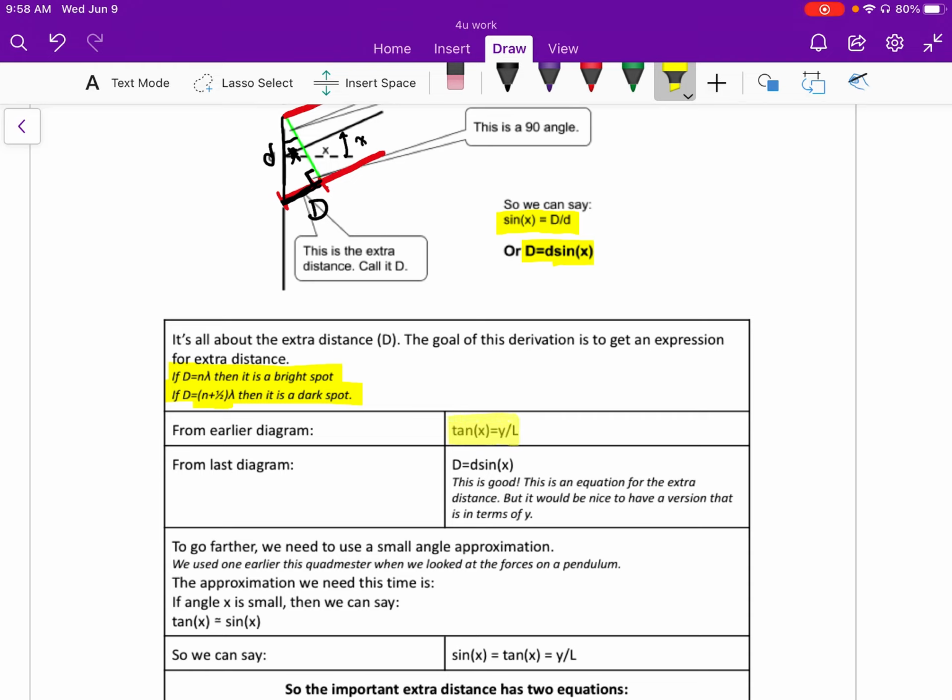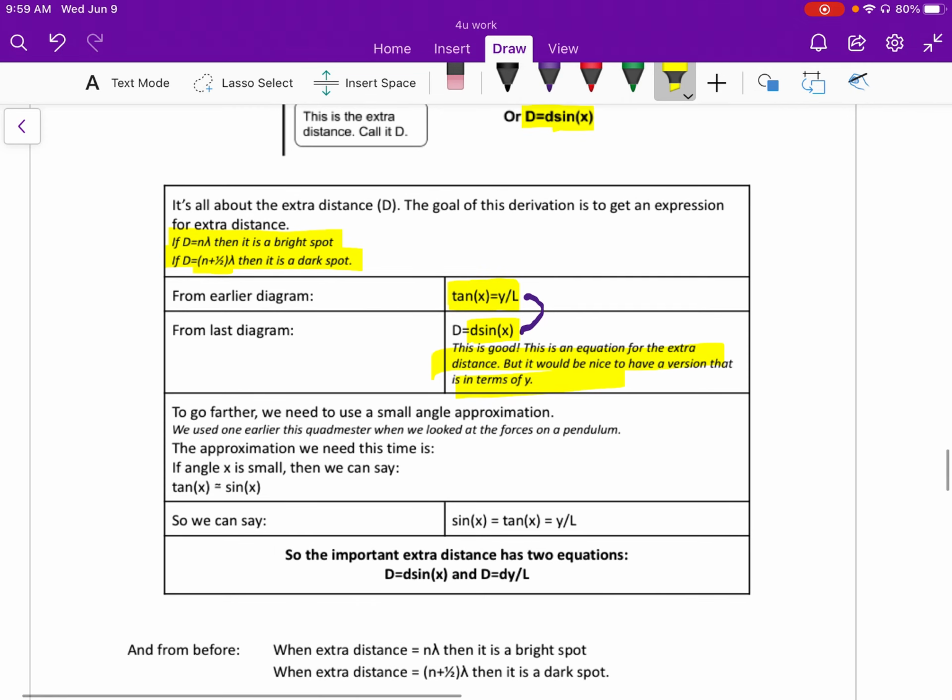Earlier we said that the tan of x was equal to y over L. And in our last little diagram, we got that d sine x was our extra distance. It would be nice if I could do something with these two things so that I had another equation that deals with the y and the L. Right now I've just got an equation that deals with x. So here we go. This is called a small angle approximation. We used a small angle approximation in the pendulum proof. This one's a little bit different.